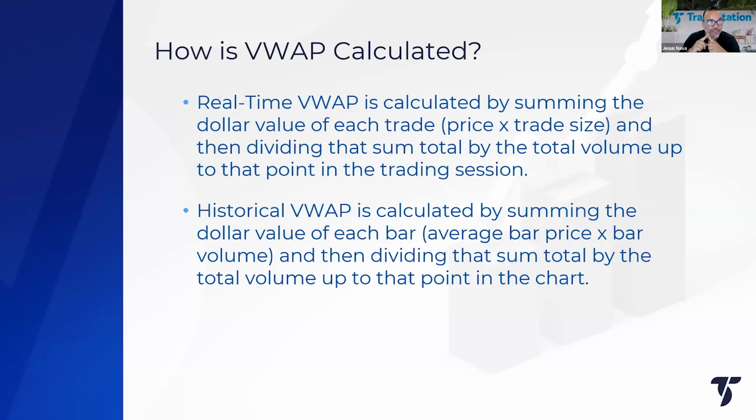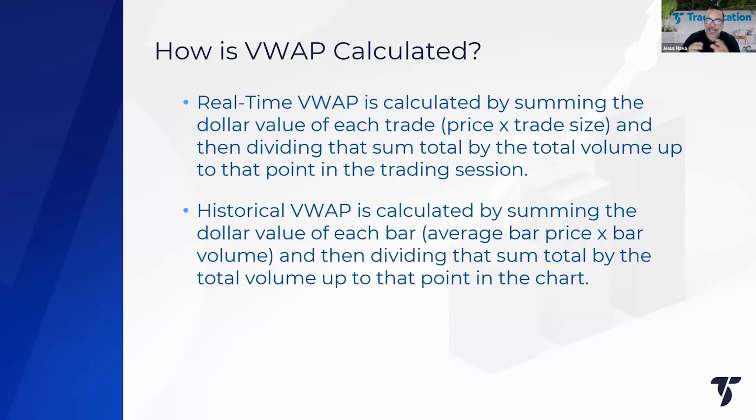So we have the average bar price times the bar volume, and then dividing that sum total by the total volume up to that point in the chart. A little different here, because once you build a historical chart inside of TradeStation, we don't have access to the tick-by-tick trade information. We may have it if we build a tick chart.